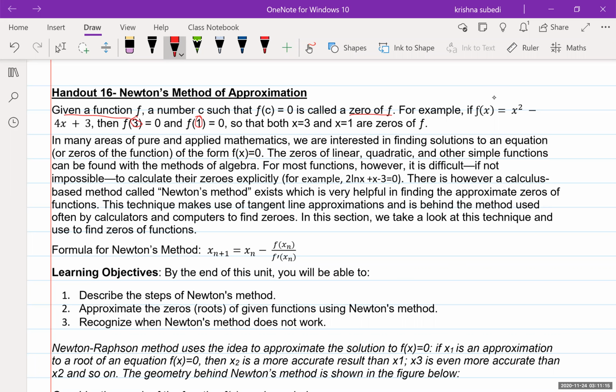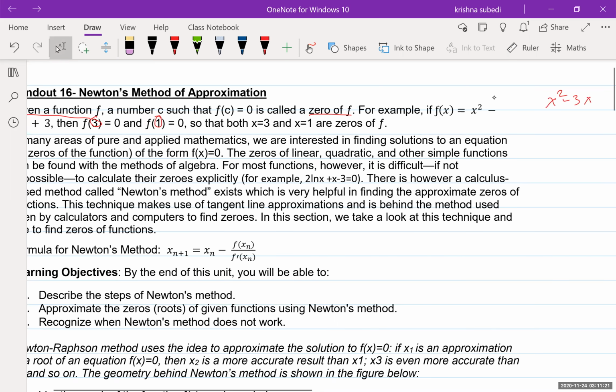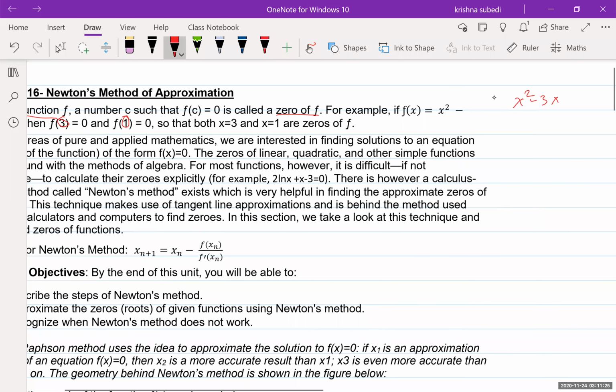In other words, if you solve x squared minus 4x plus 3 equal to 0, you're going to get the x values 3 and 1. That's what it means, okay? Zeros means the solution of the equation, or zeros of the function, the solution for that equation, okay?